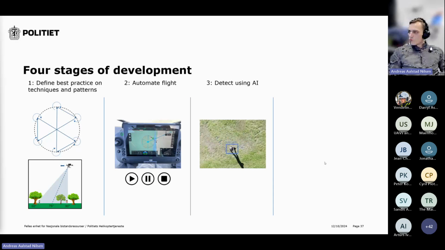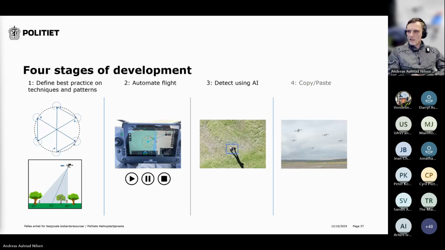And then we want to get help or give the task to AI, as the AI systems are as good or better than the human operator. And then it's a matter of copy and paste. If we can automate the process, having the searching done for us, and then distribute the tasks to multiple drones at once, giving a fleet of drones the task of searching a large area.